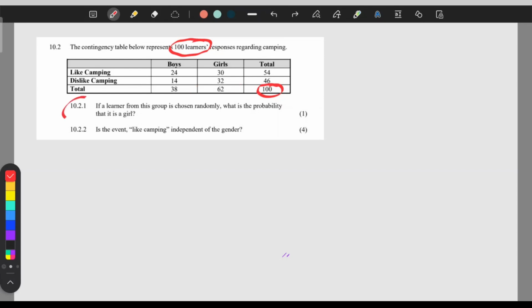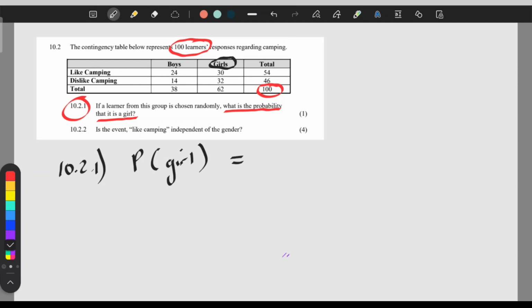So 10.2.1 says, if a learner from this group is chosen randomly, what is the probability that it is a girl? So I'm going to look at my total number of girls, that's 62, and write that over the total number of learners, that's 100. And I get that answer to be 0,62.